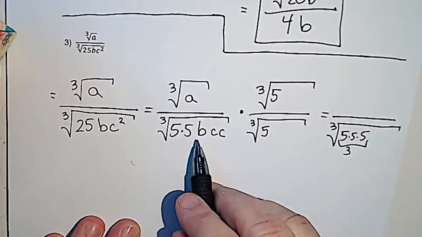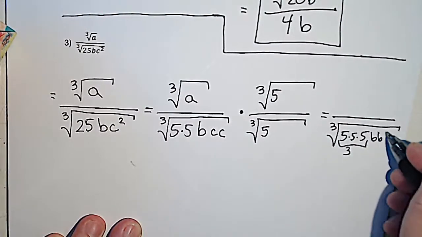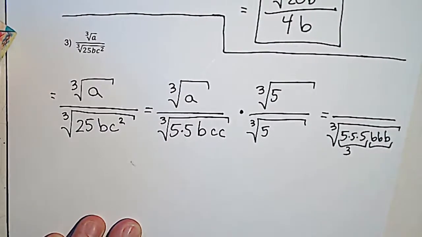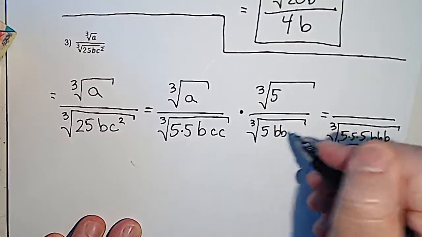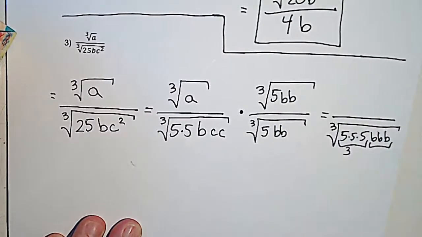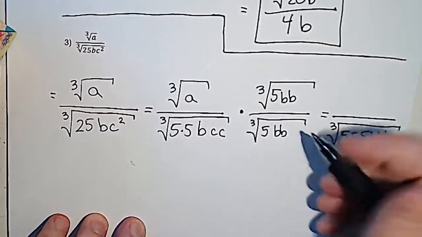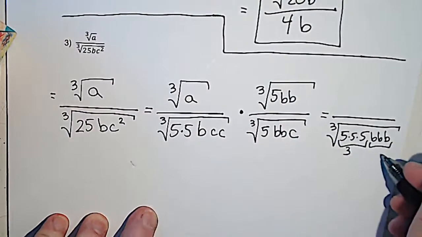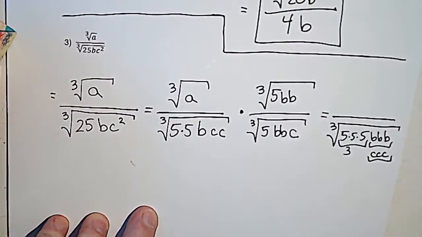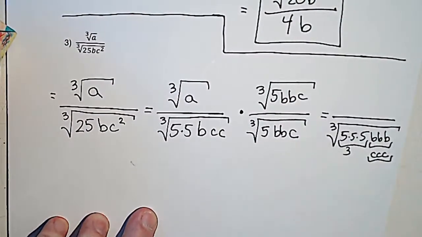Okay, b's. I've got 1 b. I need 3 b's, so I'm going to have to put in 2 more b's. 2 b's, not 2 b. I'm sorry, I do that every single time. And then I already have 2 c's. I need a single c, and that will give me the 3 c's that I need. So I'll put a single c in up there.